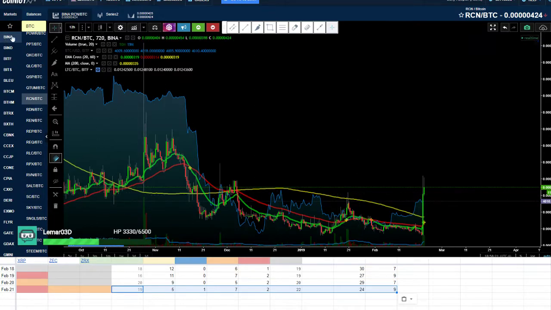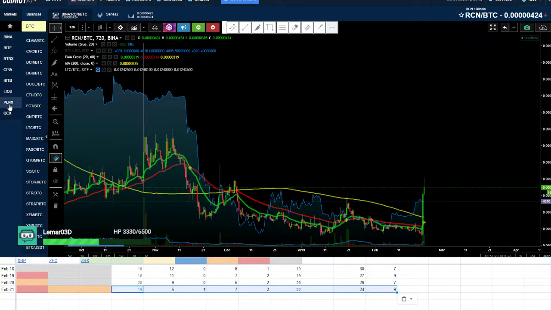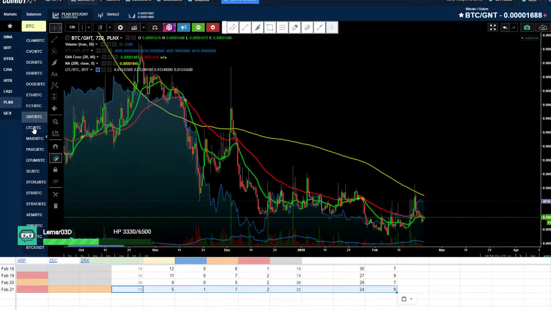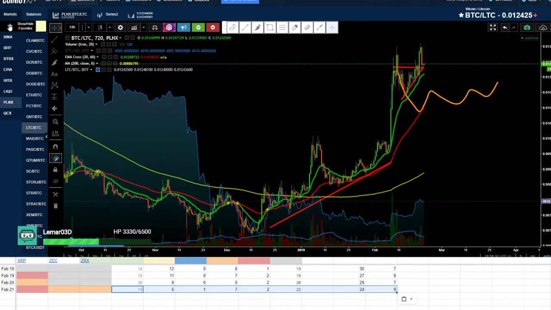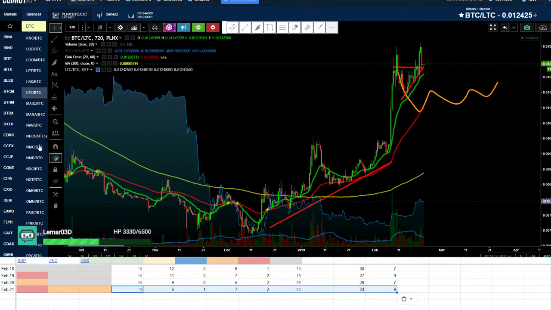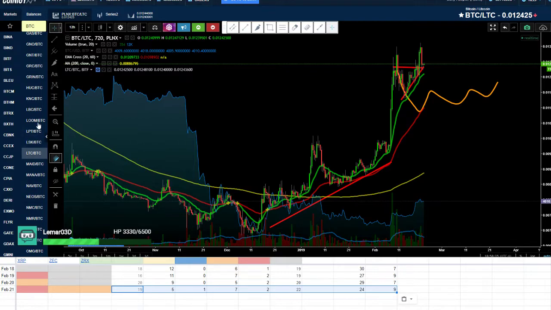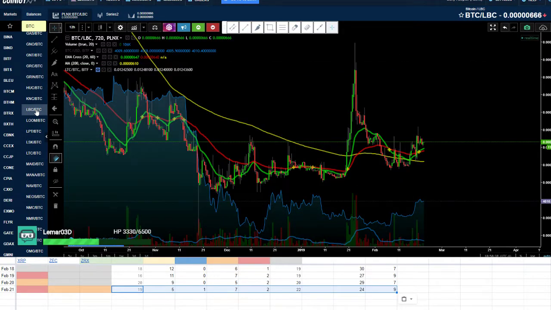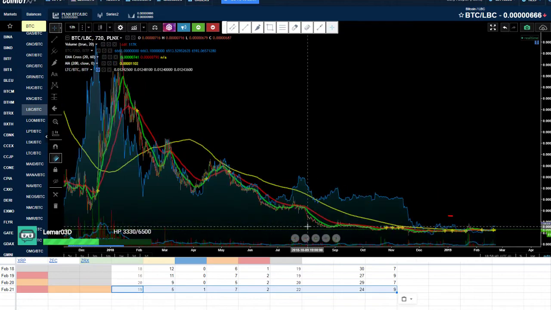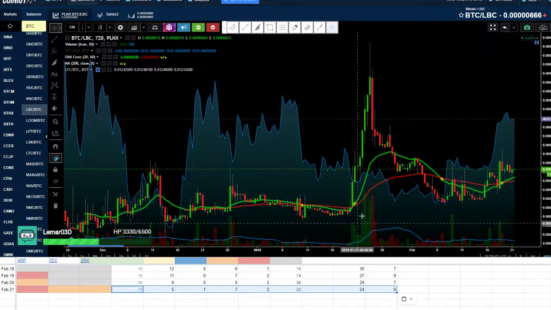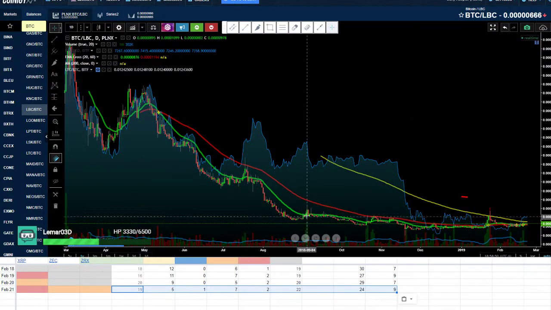LBC looks good. Let's go back to Poloniex and I'll just click on Litecoin just so that I'm in the L's. LBC, library credits. Oh yeah. And it's got some great volume going on there. 3-month view. Look at these big, big candles of buying volume. 1-year view. Even here, there's been some stepping up, some accumulation going on for a long time.